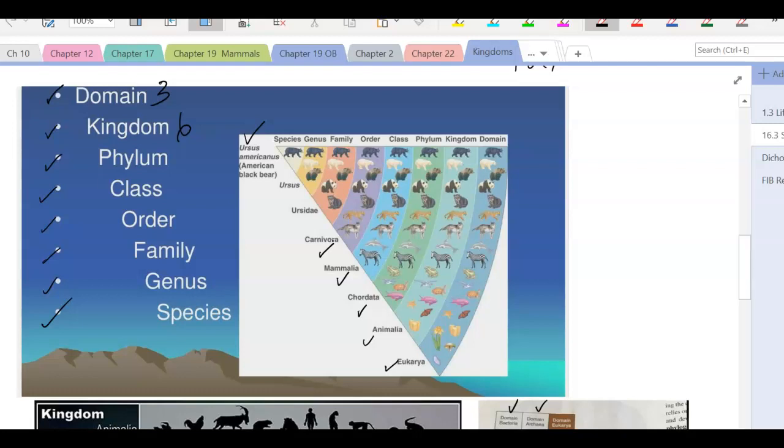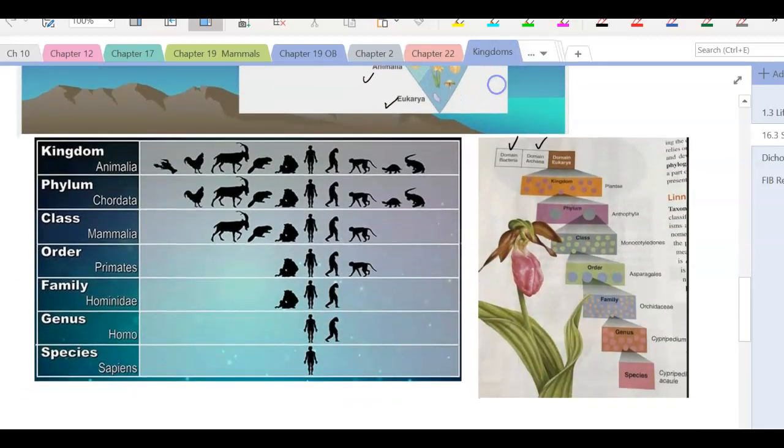Then we can see the family name would be Ursidae, which would be any kind of bear, polar bear, panda bear, black bear, brown bear. Then we can see the genus name is Ursus, and that would be a particular type of large bear. And then finally, we can see the species name is americanus. And so the scientific name for the American black bear, its common name, the scientific name would be Ursus americanus.